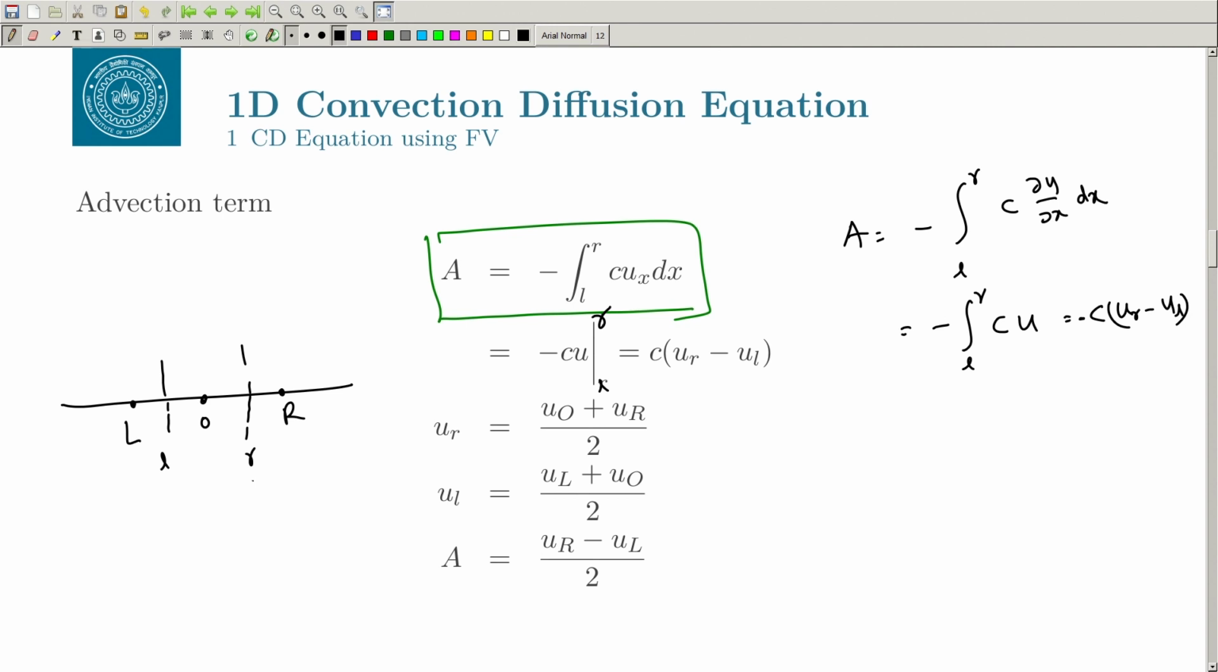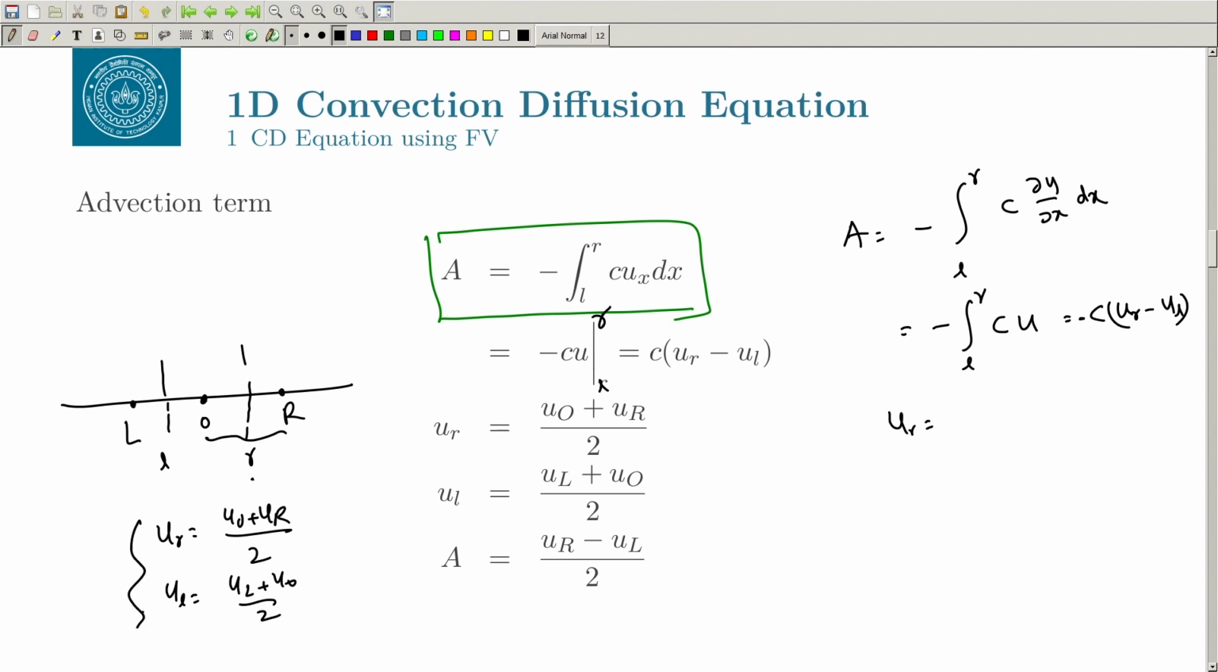So if we want to calculate the value at R, u_r, let me write here, u_r will basically be the average of O plus R. I am just doing the 0th order reconstruction. So we are saying that whatever value we have at the cell center, the same value is available at the face also. So u_r will be basically (u_o + u_r)/2. Then u_l will become basically (u_l + u_o)/2, right.